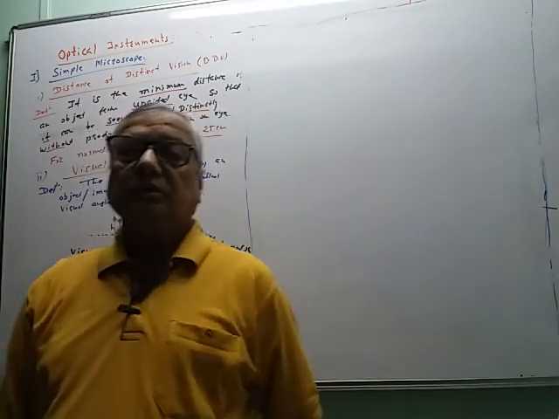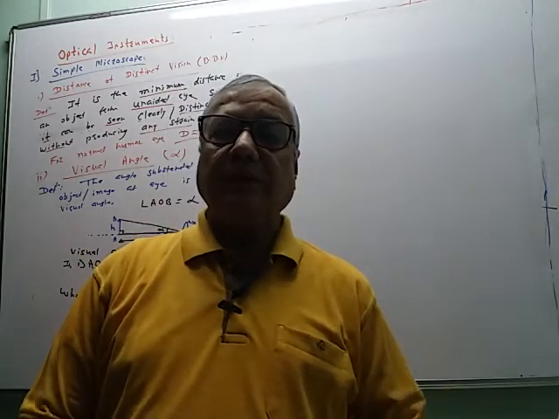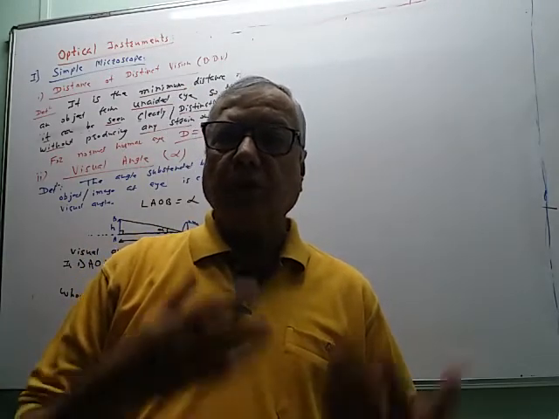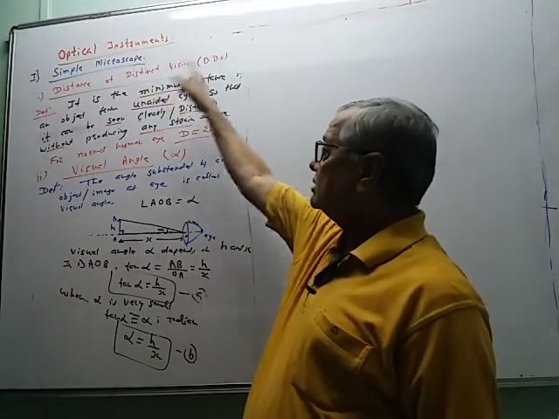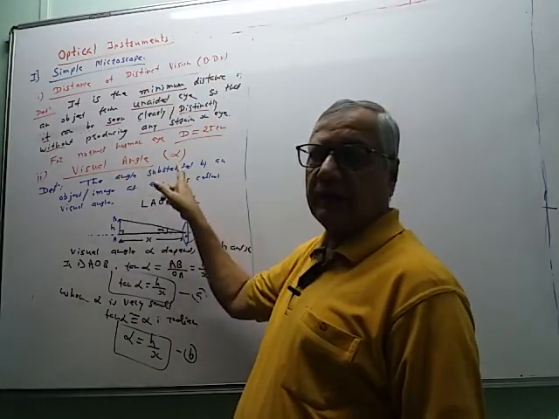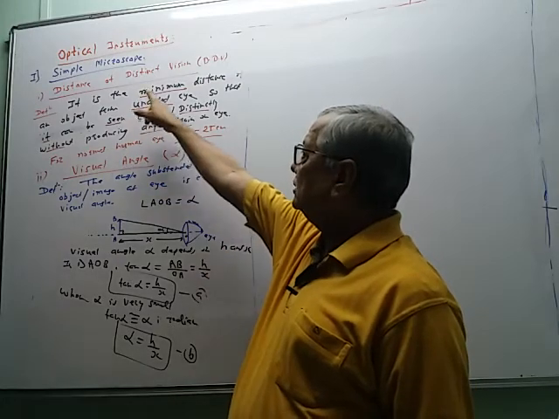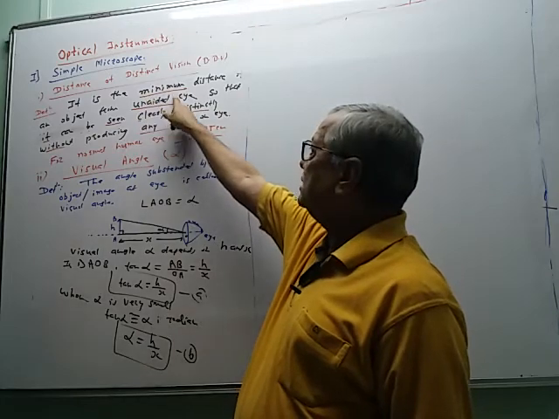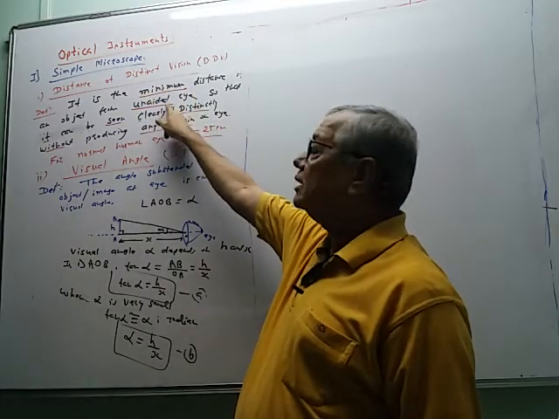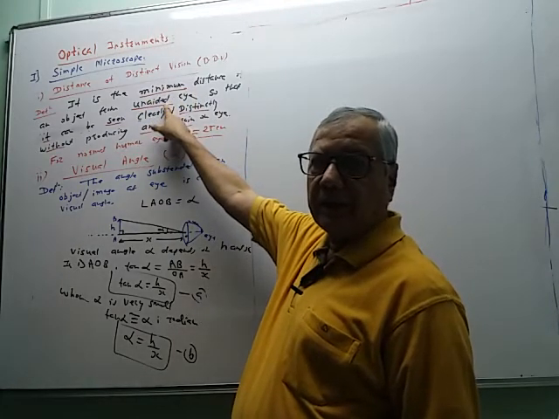So in case of a microscope, either a simple microscope or a compound microscope, we have to use these two terms: distance of distinct vision and visual angle. These are the main points in the definition of DDV. It is the minimum distance of the object from the unaided eye, the naked eye.